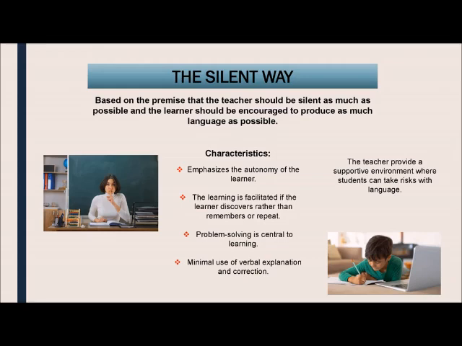It was devised by Caleb Gattegno and is based on the premise that the teacher should be as silent as possible and let the students produce as much language as possible. This method encourages students to think for themselves and to use their own resources. It also allows them to learn at their own pace and to make mistakes without feeling uncomfortable. The teacher's role is to create opportunities for students to explore and experiment with the language. They can use gestures, pictures, or charts to achieve it.